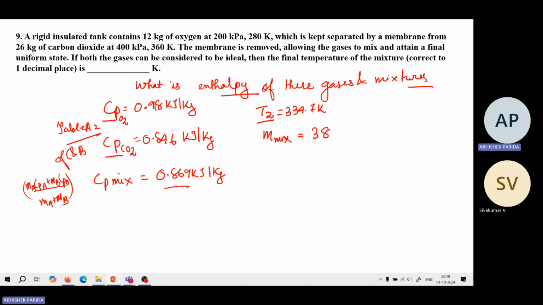So let's calculate what is delta H. Not delta HA, H of O2 initially. So it is 0.918 into 12 into what is the temperature? It's 280, 3084 kilojoule. What is CO2 enthalpy?